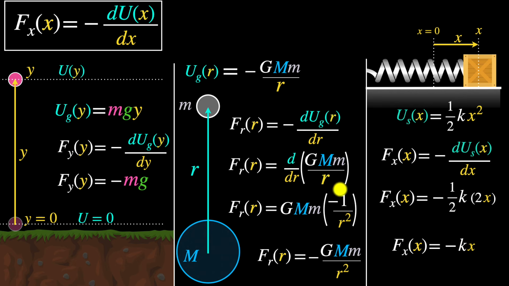So long story short, if you know the expression for the potential energy of any system, then you can recover the underlying force by just finding the negative derivative of that potential energy.